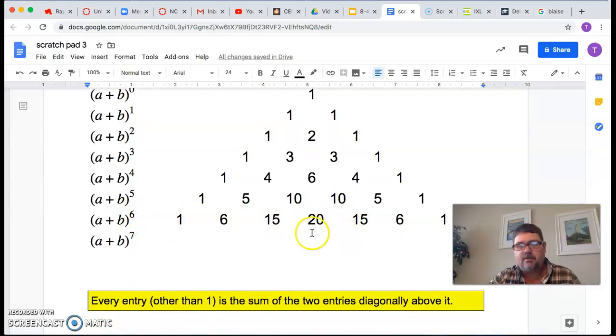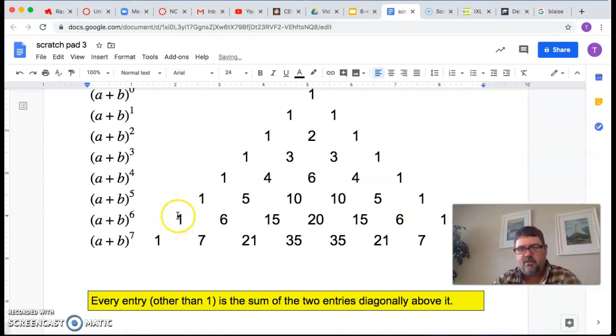Okay? So I'm going to compute the n equals 7 row with you and show you how it works. You always start with a 1, then you sum the numbers above it. 7, 21, 35, 35, 21, 7, and the outer one's always a 1. So that's how you would compute the n equals 7 row of Pascal's triangle.